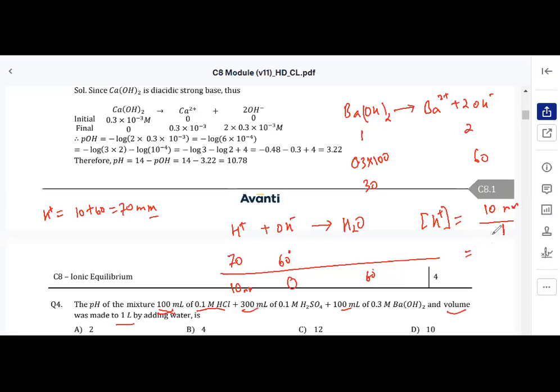So concentration of H plus is 10 millimoles, which is 10 to the power minus 3 molar. Agree, everyone? Because see, the volume is 1 liter. So 10 millimoles, which is 10 to the minus 3 moles by 1, so it is 10 to the minus 3 molar. So what is pH? pH is nothing but the power of 10. So pH is 3. Got it, everyone?